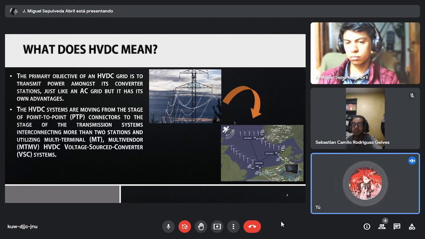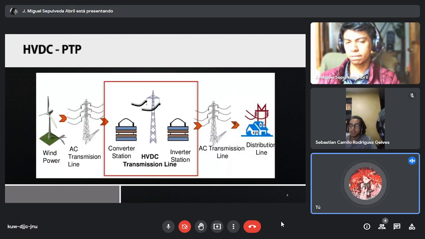HVDC systems are moving from the stage of point-to-point (PTP) connections to the stage of transmission systems, interconnecting more than two stations and utilizing multi-terminal (MT), multi-vendor HV voltage source converter systems. And here is an image to explain the line.